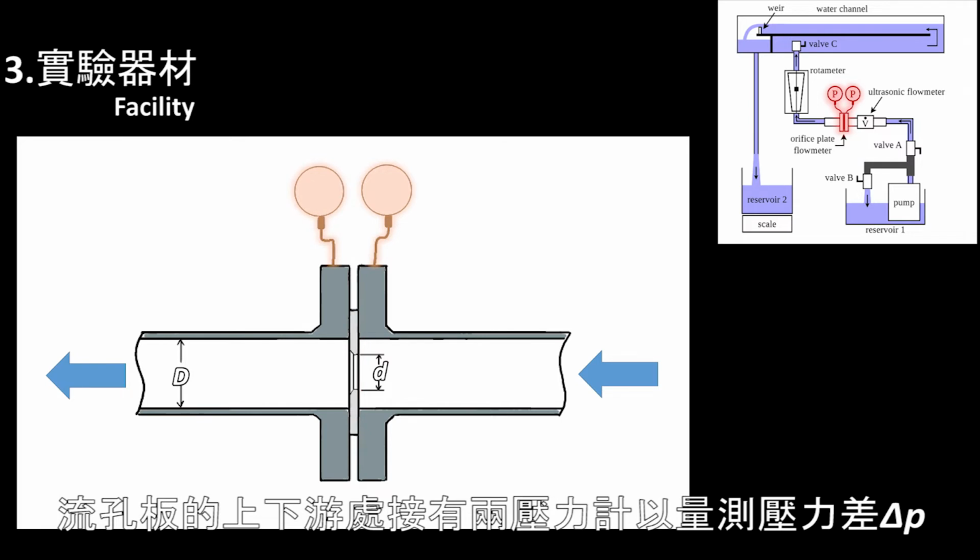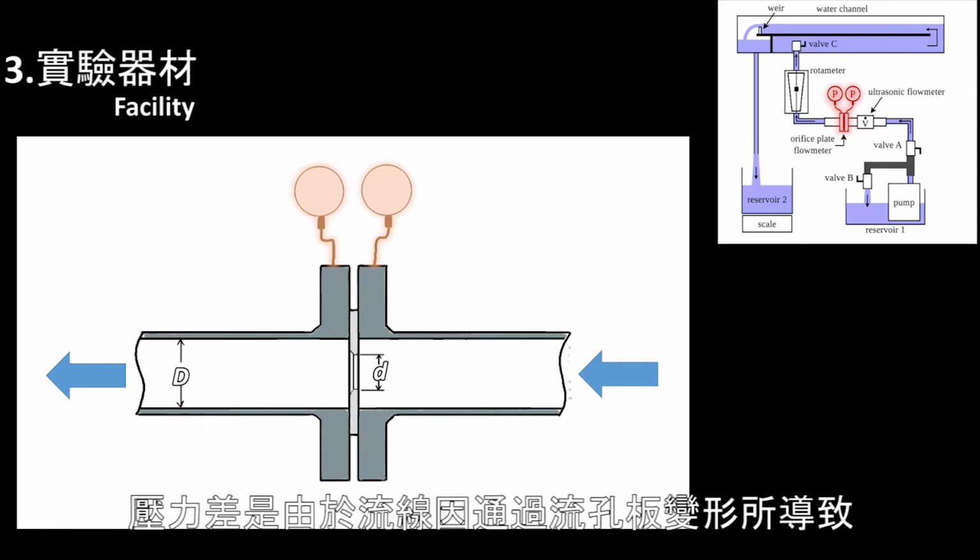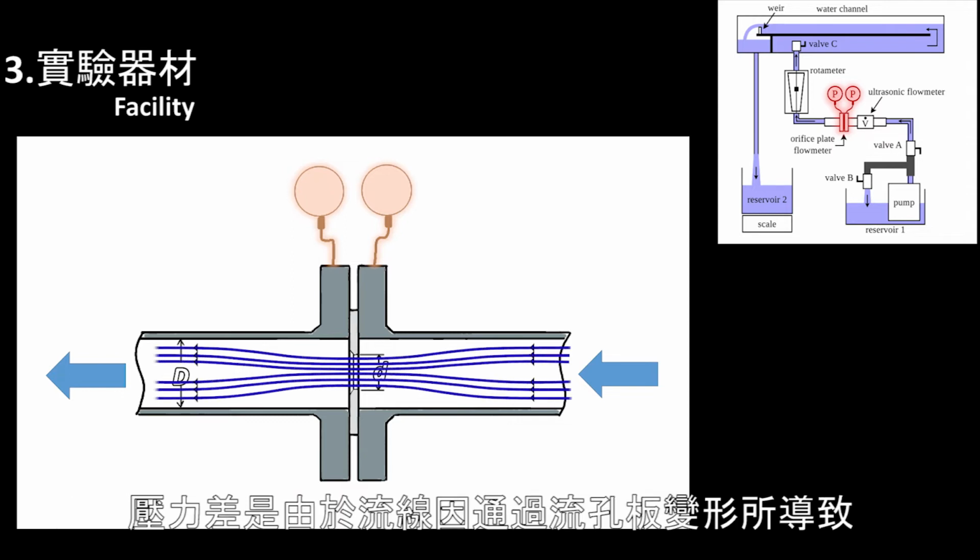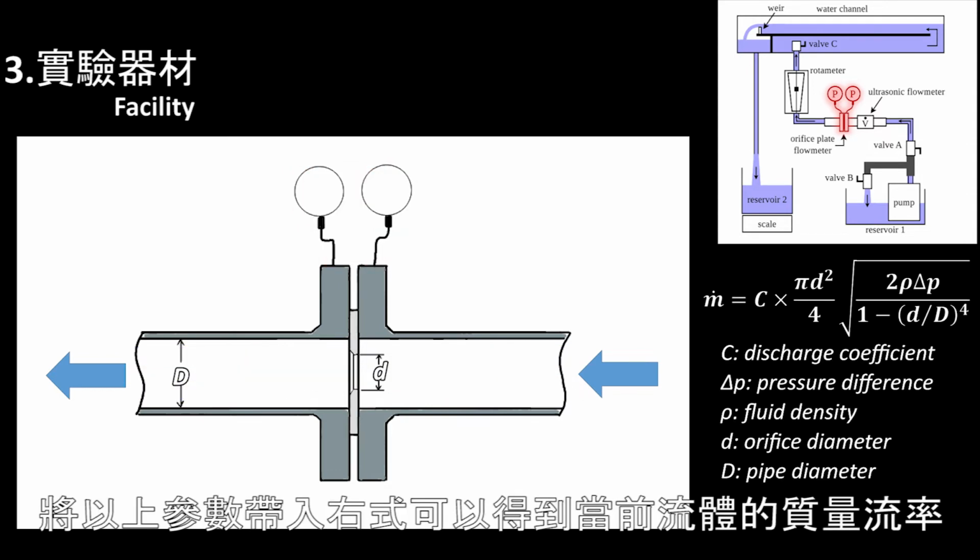Also, two pressure gauges are installed on the upstream and downstream to measure the pressure difference. This pressure difference is induced by the deformation of flow streamlines when the streamlines pass the narrower orifice. Substitute these parameters into the formula to obtain the current mass flow rate.